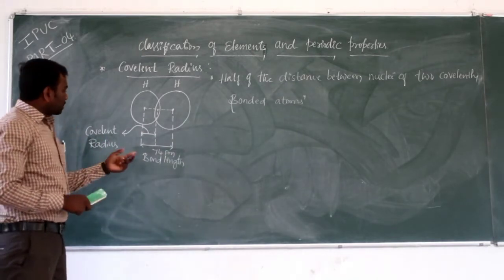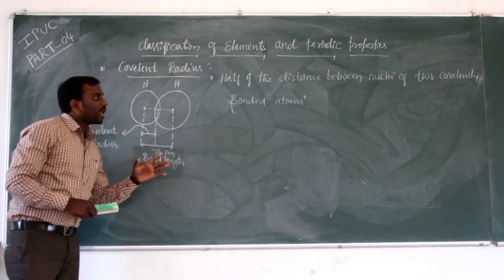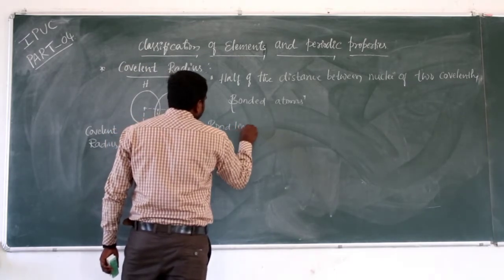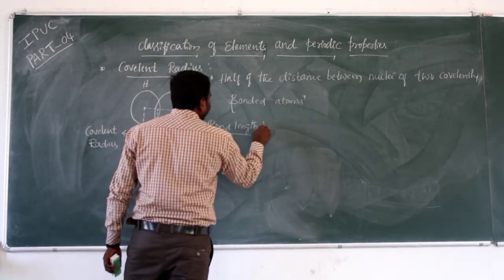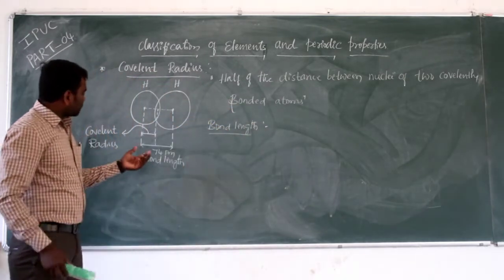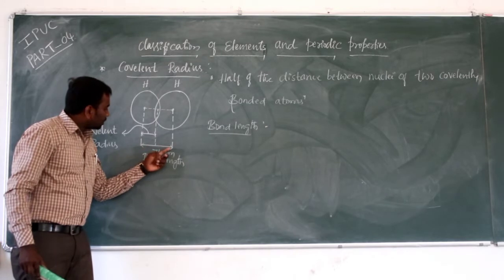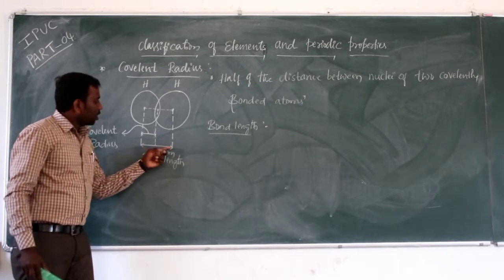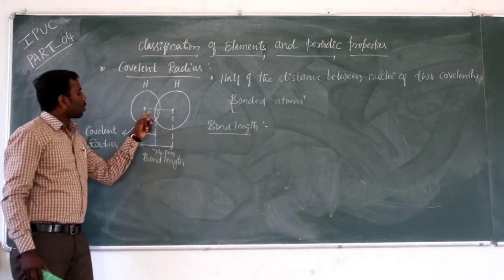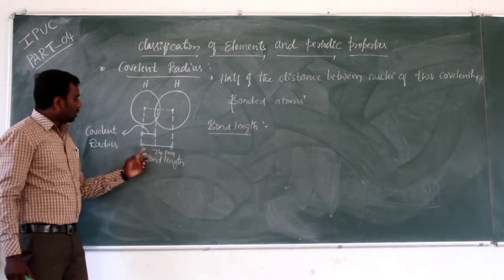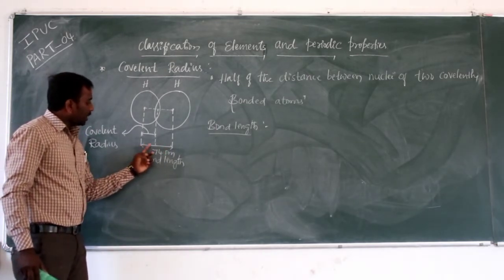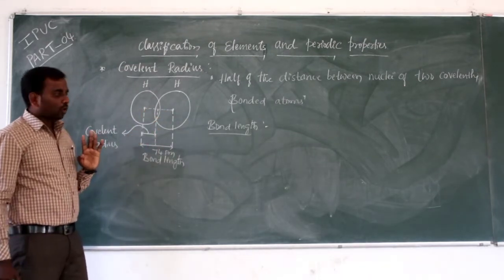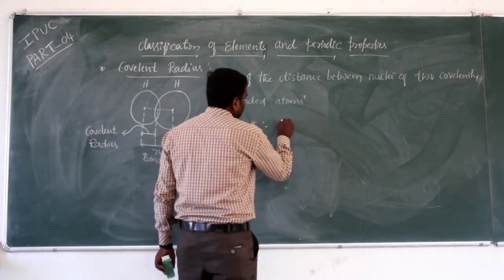Covalent radius, right? See, I told you it is related to bond length. See, what is the meaning of bond length? The distance between the nuclei of two bonded atoms is called bond length. Very simple, right?